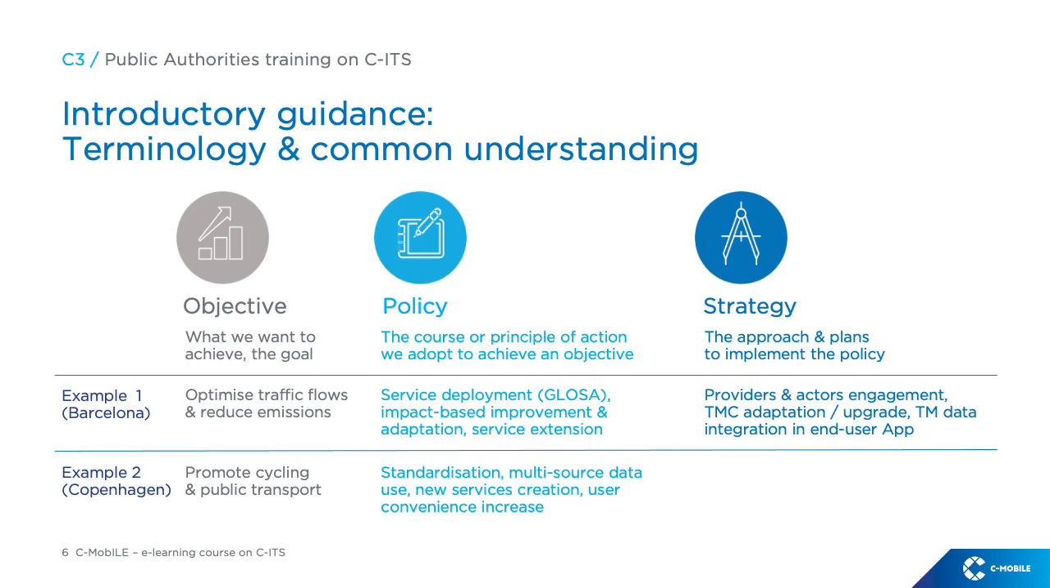The plans and tools to be implemented would include several actions. For Copenhagen, they would include the deployment of the physical and digital C-ITS infrastructure on the road and in the cloud, the integration of different data sources, the development of an end-user app, and the setup of cooperation agreements with other public authorities at regional and national level.